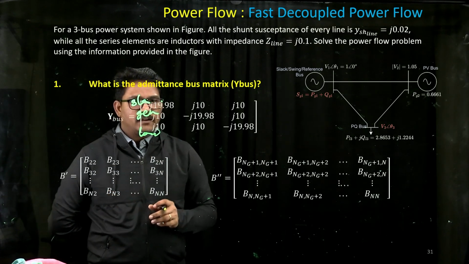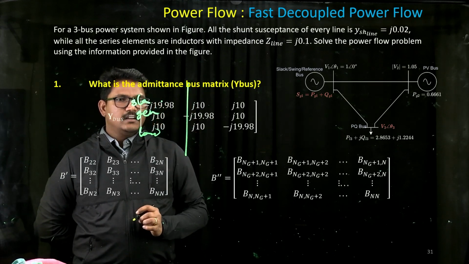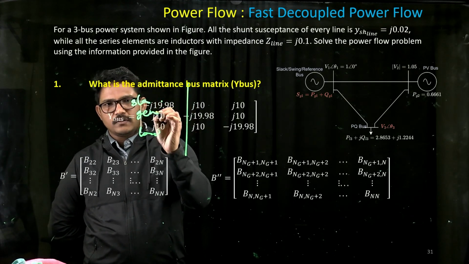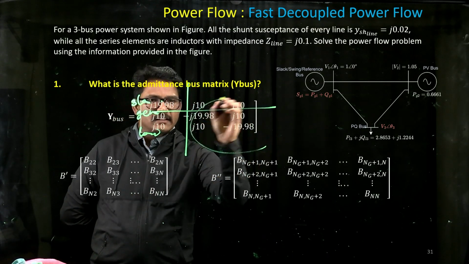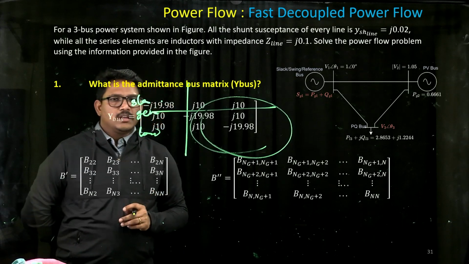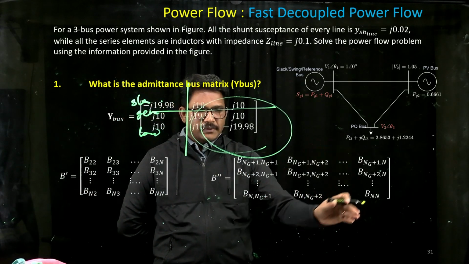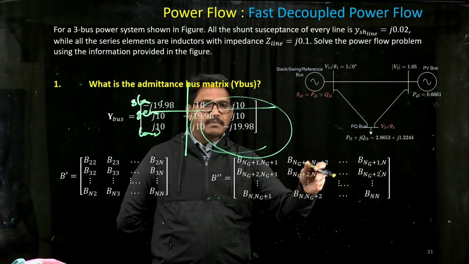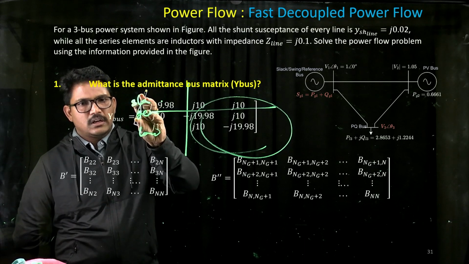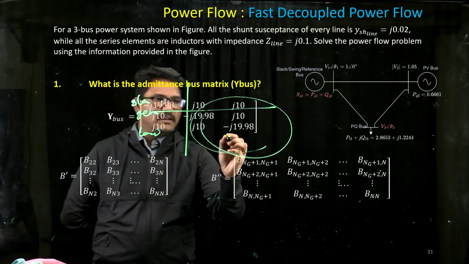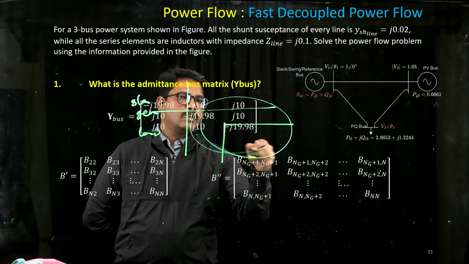That means that B dash is nothing but starting from the second column, and it also starts from the second row. So the elements in this particular region will be your B dash. And when it comes to B double dash, this is nothing but the susceptances that start from Ng plus 1. Now the number of generators in our case is 2, so Ng plus 1 is nothing but 3. That means the elements corresponding to B double dash are only this.